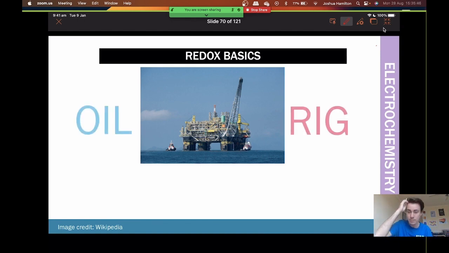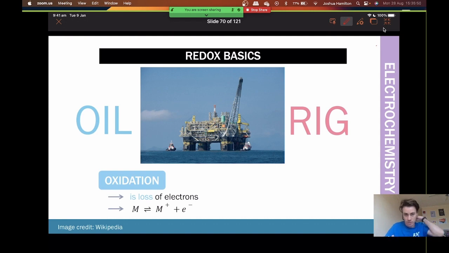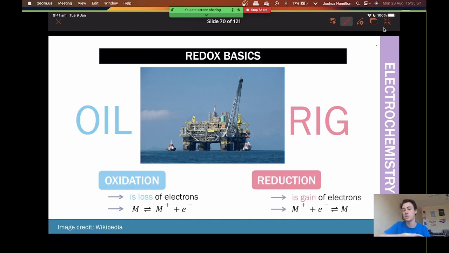So understanding your OIL RIG: oxidation involves loss of electrons, reduction involves gain of electrons. Really, really key point. Just the most basic side of things with redox is understanding those points there. Oxidation involves loss, reduction involves gain. Just understanding that will put you in a much better place.